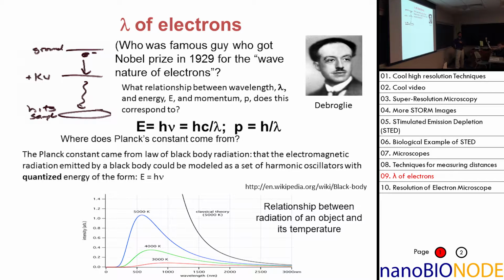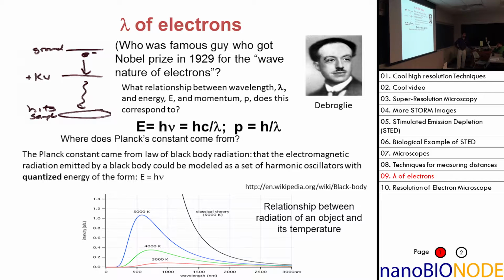Remember, you got famous. This is sort of the beginning of quantum mechanics. So what is it? What's the relationship between lambda and energy and momentum? Yeah. E equals h nu, which is hc over lambda, and P is equal to h over lambda.